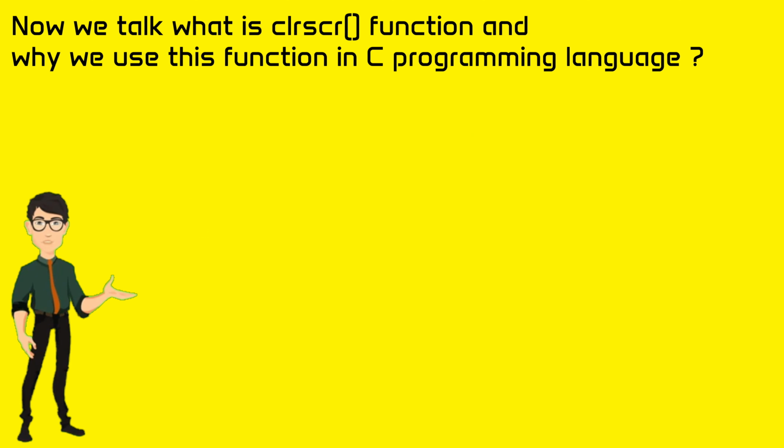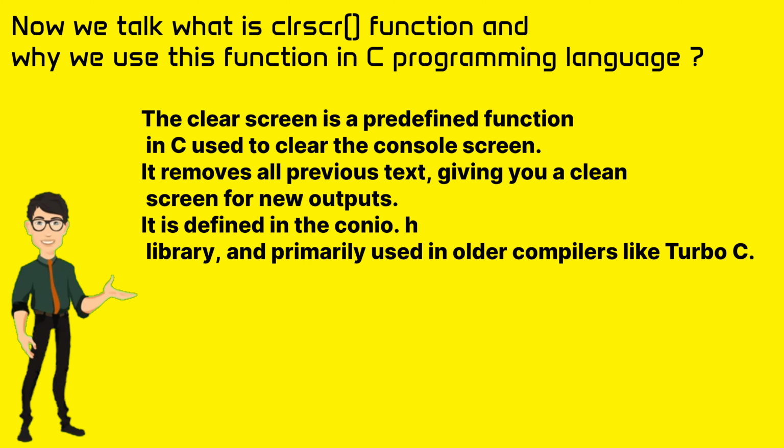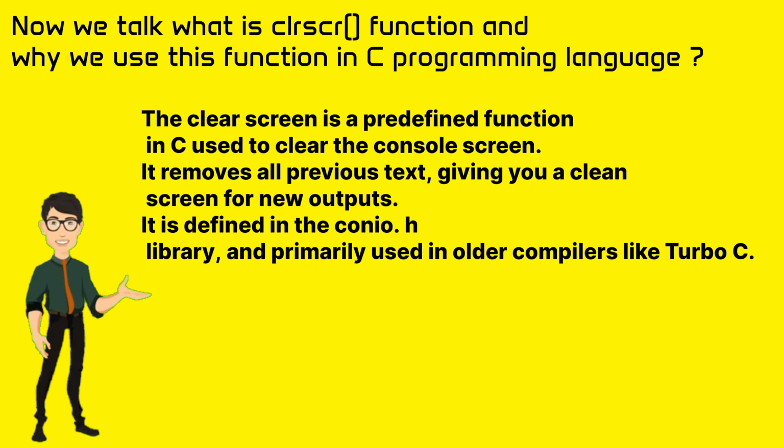Now we talk about what is the clear screen function and why we use this function in the C programming language. Clear screen is a predefined function in C used to clear the console screen. It removes all previous text, giving you a clean screen for new outputs. It is defined in the conio.h library and primarily used in older compilers like Turbo C.